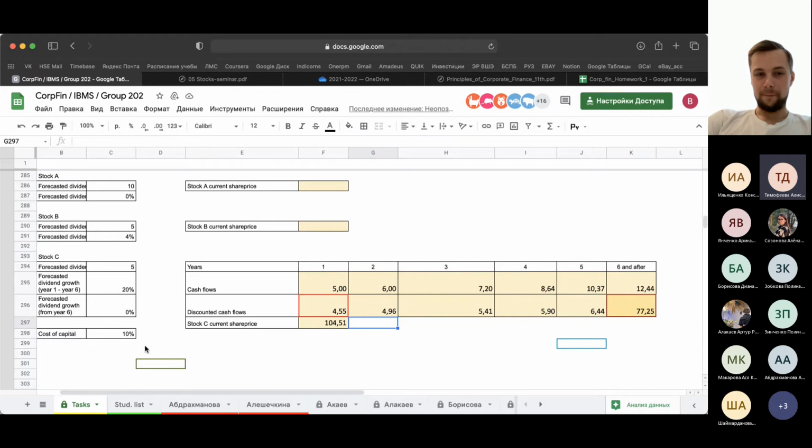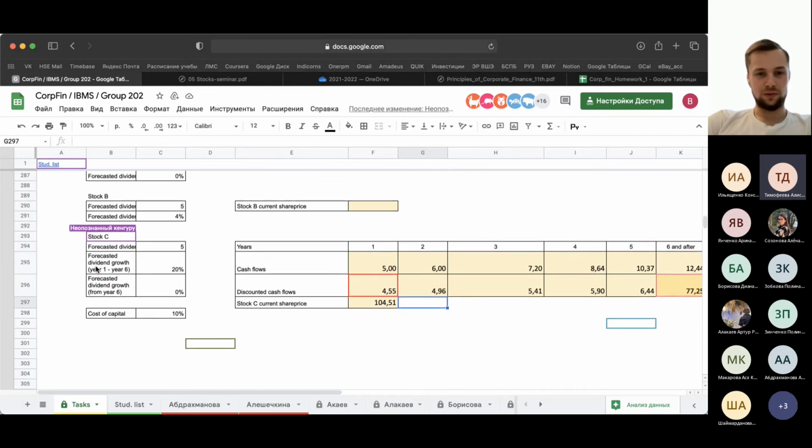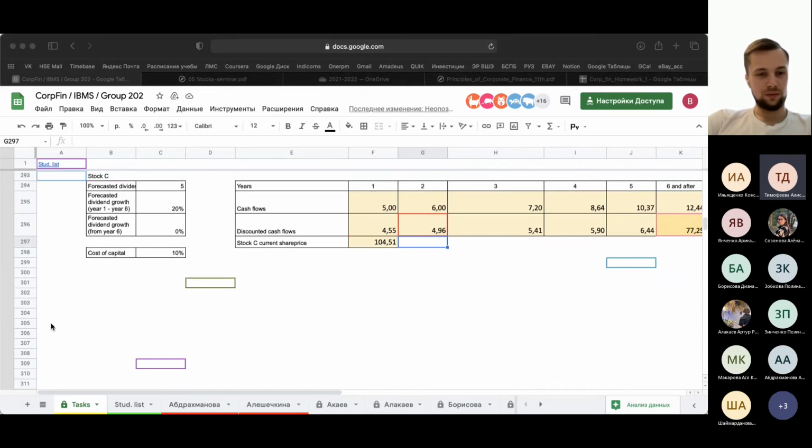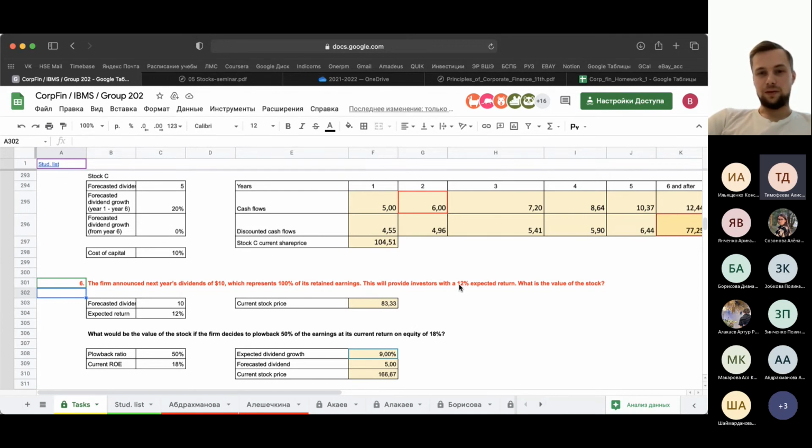Okay. Well, we have one more task, which is actually for home solution. Let me show it. It is simpler, so it can be solved in one line. Let me highlight it in red. Here the firm's dividend next year is $10, and it is again 100% of its retained earnings. So the payout ratio is 100%. The expected return is 12%. You should find the current stock price.